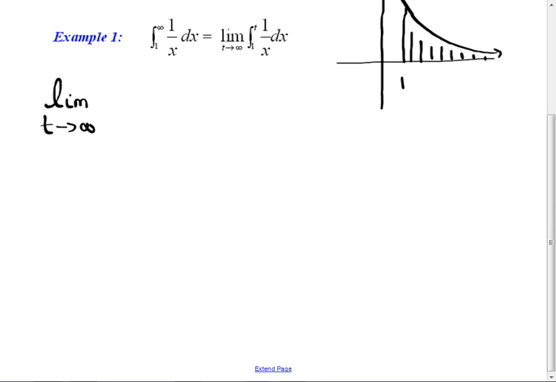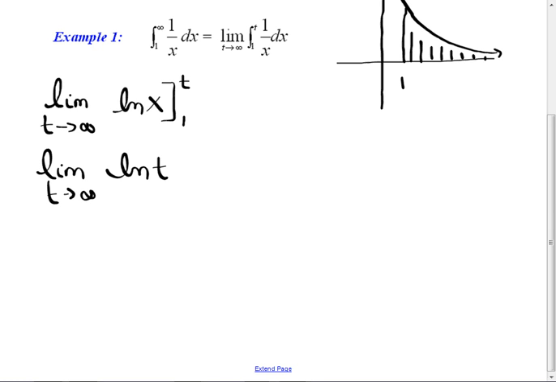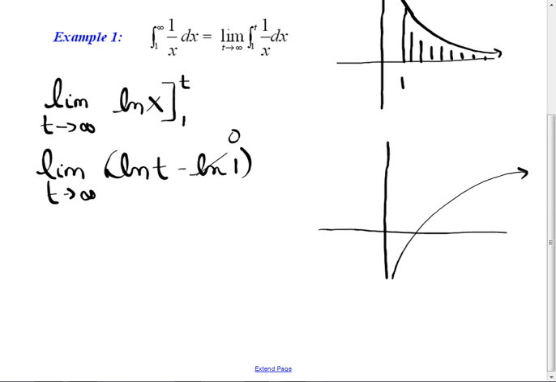So we're going to take the limit as t goes to infinity, and let's integrate 1 over x. What is that? It's the natural log of x, evaluated at 1 and t. So it's the limit as t goes to infinity of the log of t minus the log of 1. What's the log of 1? That's 0. What's the limiting value of the log of t? So if we go here, there's the log function. Does it have a limiting value or does it go off to infinity? It goes to infinity. So you would say that this diverges.